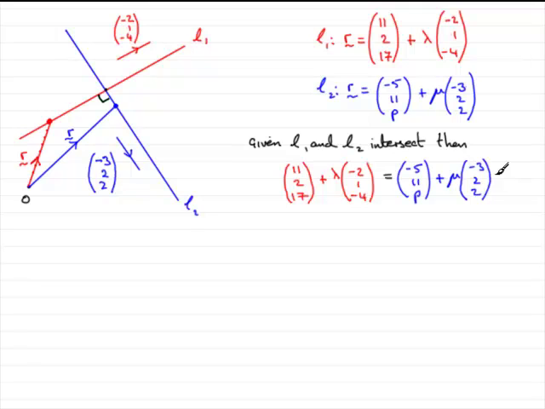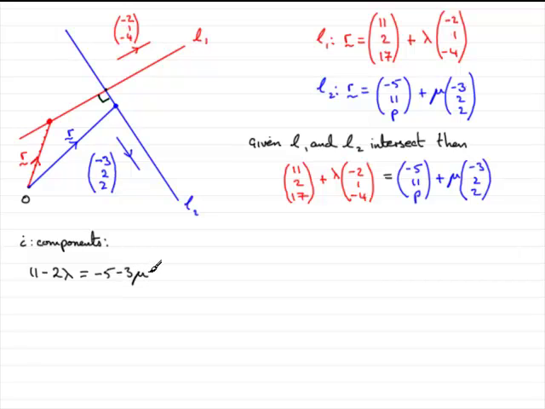Now how do we go about finding p from here? Well, when two vectors are equal to one another, we can compare the components. So if I compare the i components, and we should tell the reader that's what we're doing, that means the top line, the i components, must be equal. So 11 minus 2 lambda must equal minus 5 minus 3 mu.